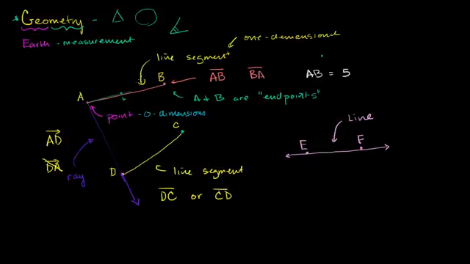A line segment does end. It has endpoints. A line does not. And actually, a line segment can sometimes be called just a segment. And so you would specify line EF. You would specify line EF with these arrows just like that.